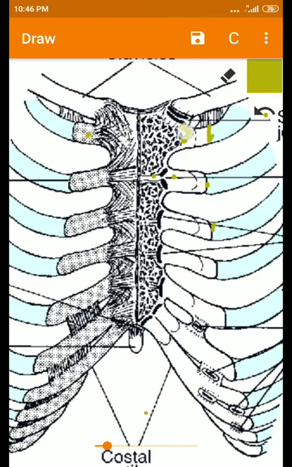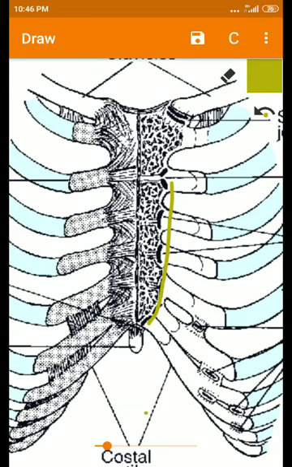So here this joint mainly helps in the stability of the shoulder girdle and the upper limb. Okay, but the remaining from second to seventh chondrosternal joints are synovial joints.